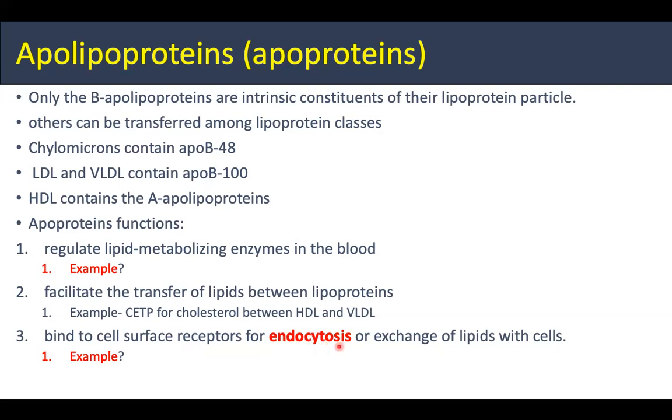What about another example of an apolipoprotein that causes endocytosis, but not in the liver, in the peripheral tissue?